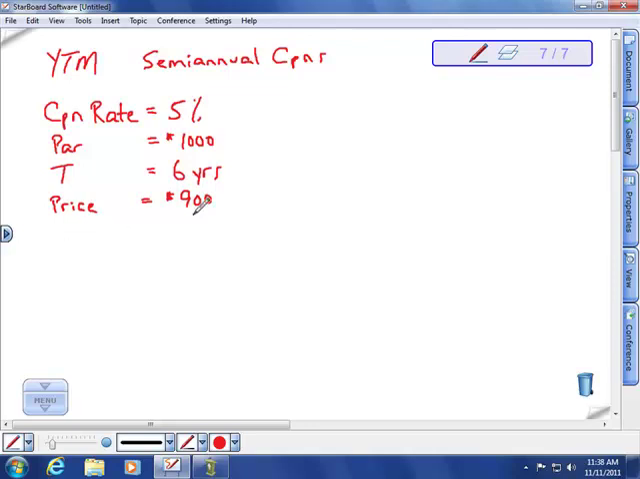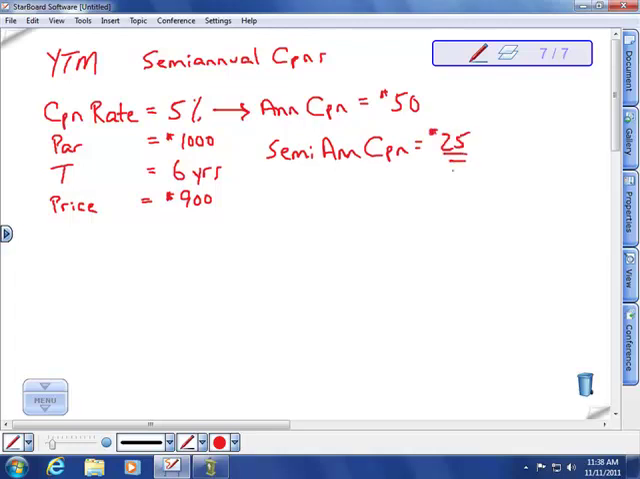So our annual coupon, given this right here, is equal to the 5% times 1,000. That's $50. So what's our semi-annual coupon? $25. $50 every 12 months, but it's really going to be paid out as $25 every 6 months. So 5% per year paid out every 6 months though.